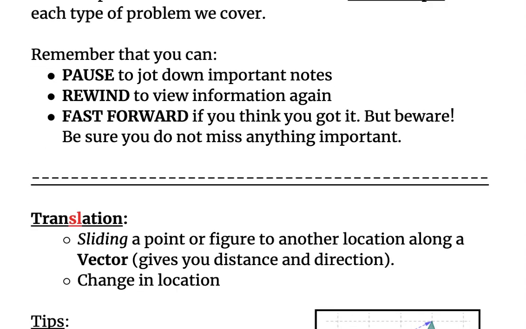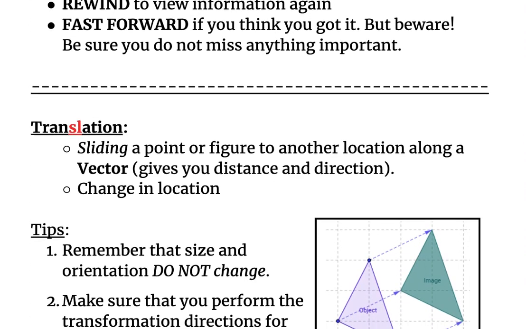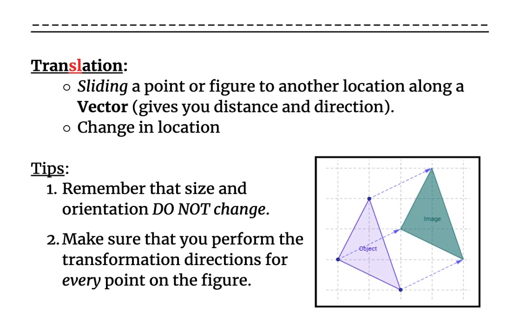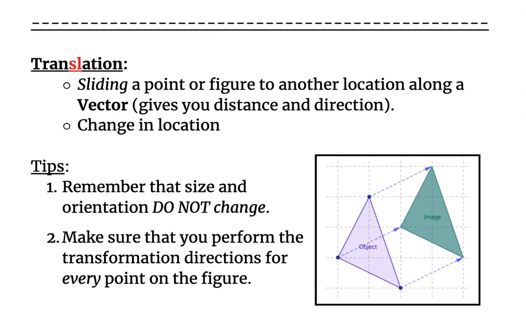So as a review, translations are when you slide a point or figure to another location along a vector. And the vector gives you distance and direction. So it only changes the point or figure's location.